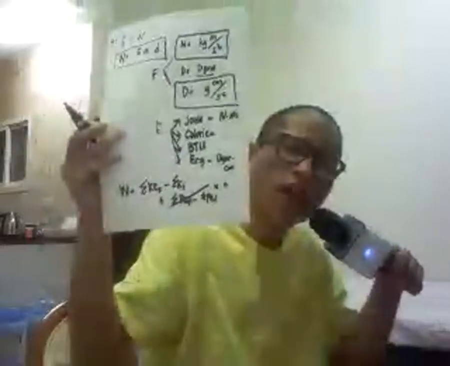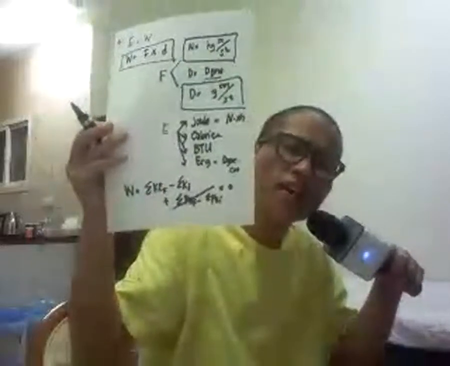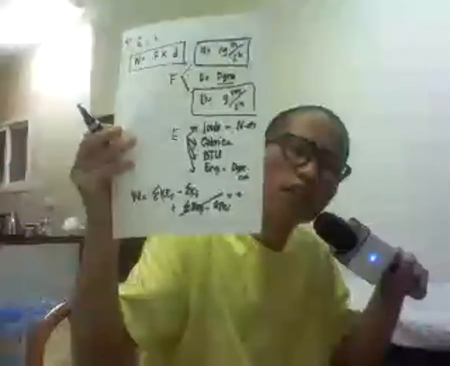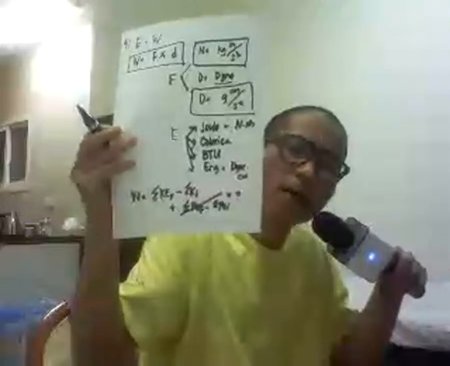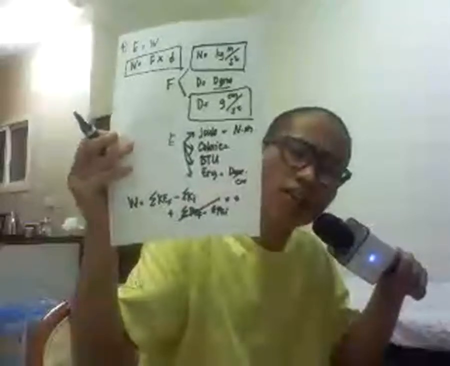Since that is equal to 0, what we are left with is work equals the kinetic energy final minus the kinetic energy initial. So this is another formula of work in terms of the movement and motion of a gas or a liquid.